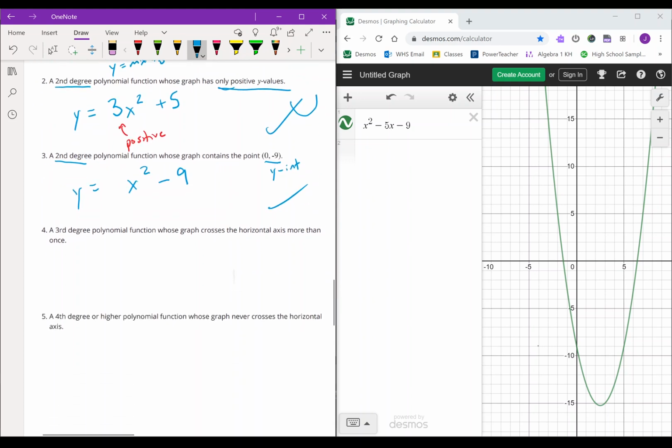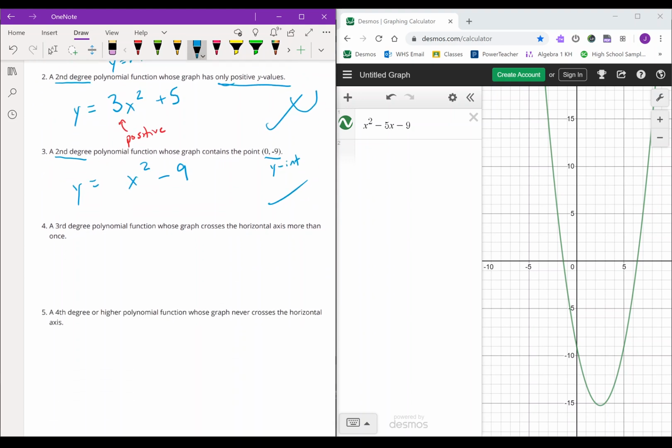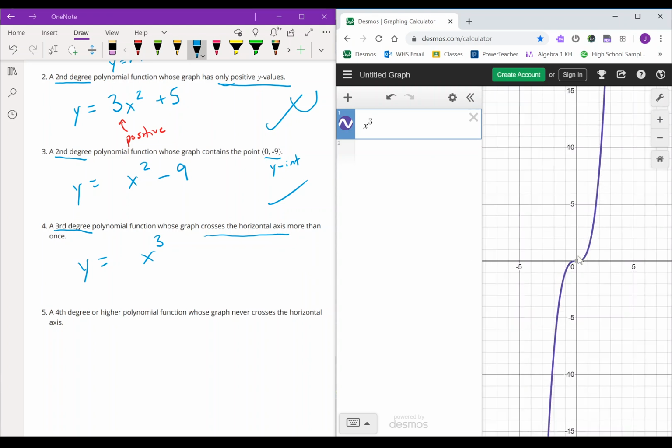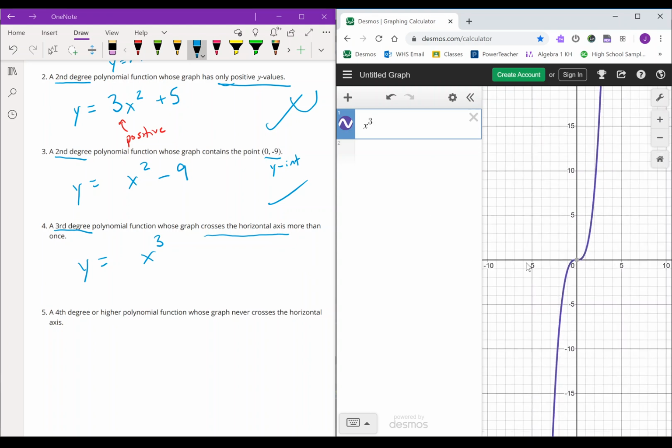Fourth one up, a third degree polynomial. So let's start off right there. Third degree means y equals x cubed, whose graph crosses the horizontal axis more than once. Crosses the horizontal axis more than once. Well, I don't really know how to get that to work, so let's just start off with x cubed. What does that look like? It looks like this. Well, that's definitely only crossing one time right now.